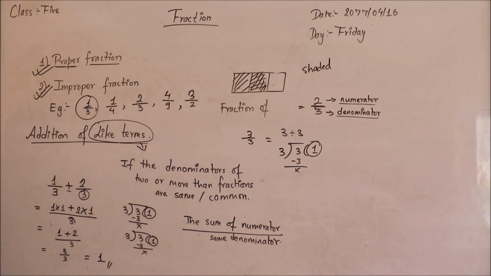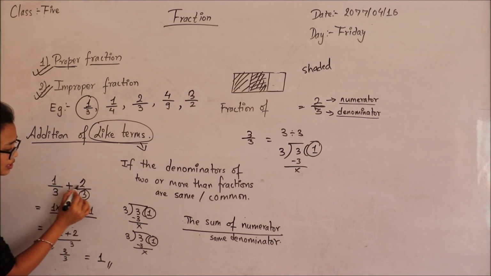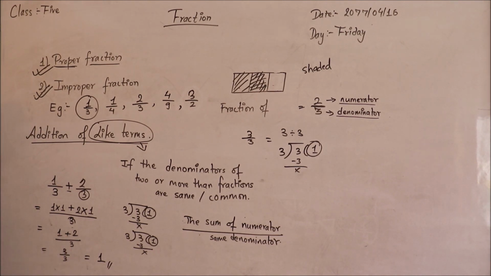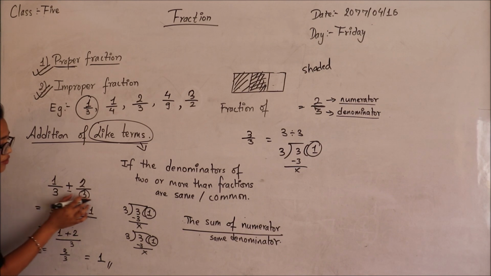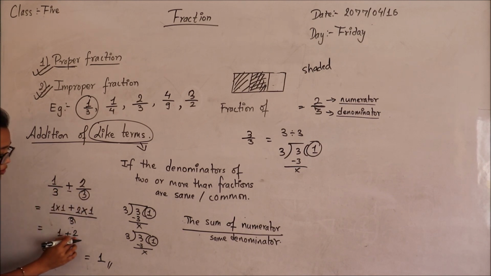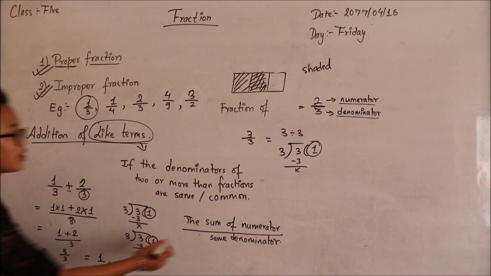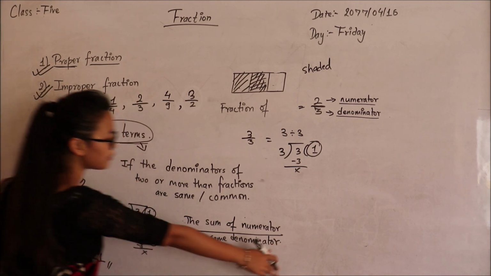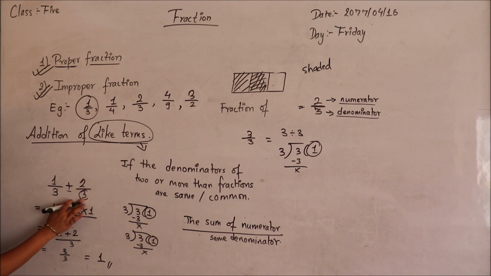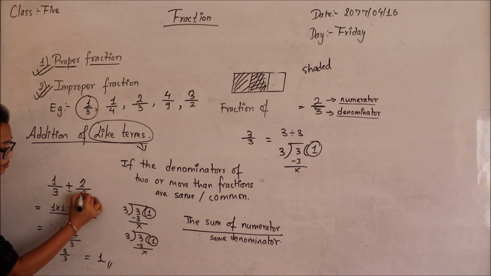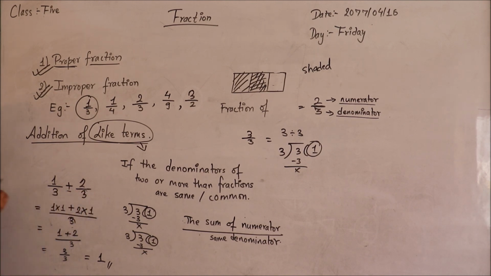Is it proved or not? Look at here, 1 plus 2, these are the numerators of both the fractions, isn't it? 1 plus 2 is 3, and this 3. And what I have written here is the same denominator, 3, 3. These are the denominators I have written here.